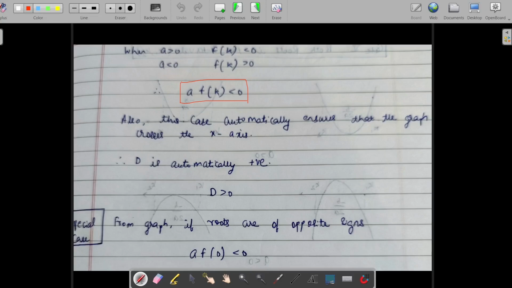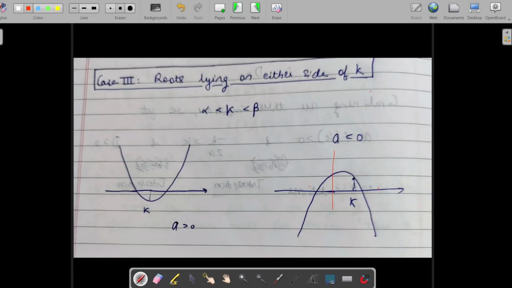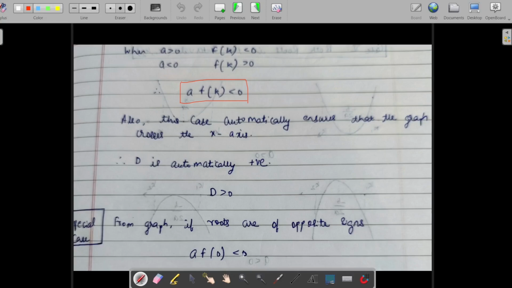Now, a special case can be when an equation says that the roots are of opposite signs. What this means is that one root is positive and the other root is negative. This means that 0, that is k equal to 0, lies somewhere in between the roots on this graph. Only then can we say that one root is positive and one root is negative, right? So in this case, a into f of 0 has to be less than 0.